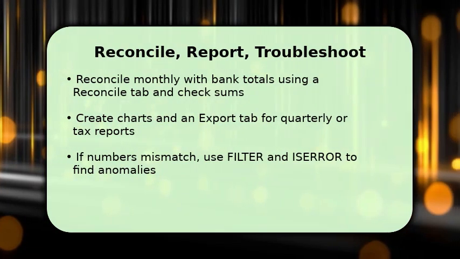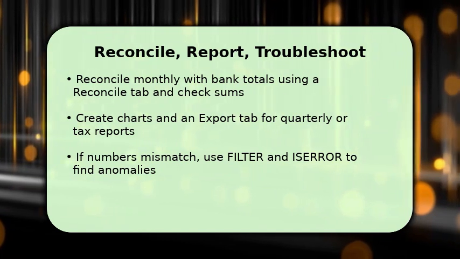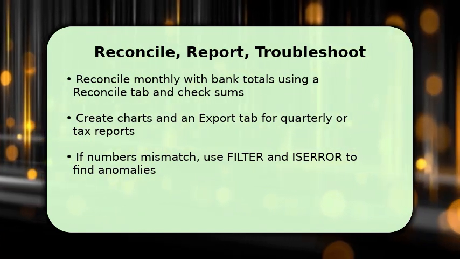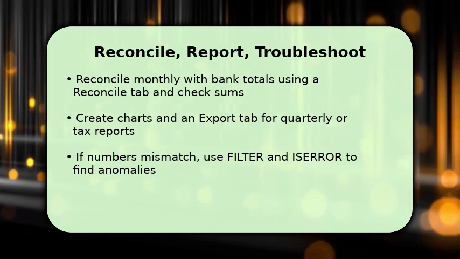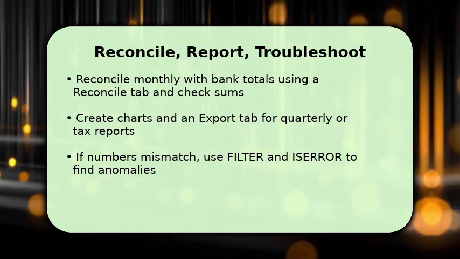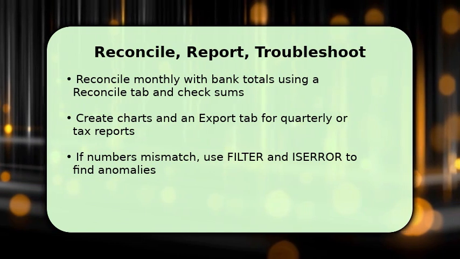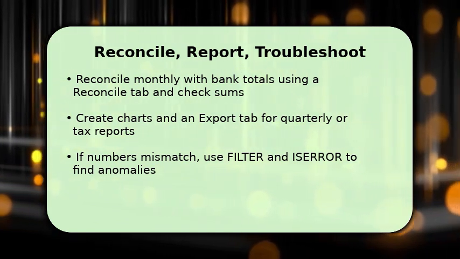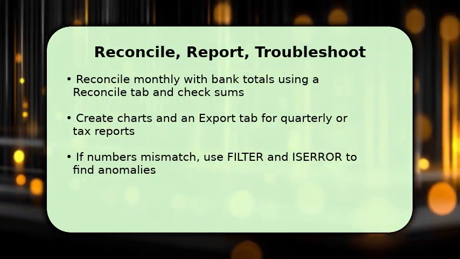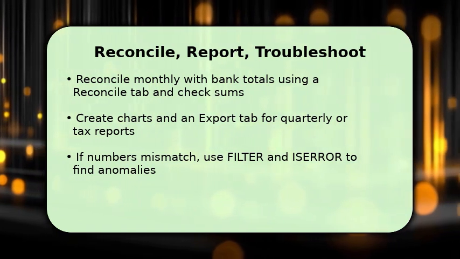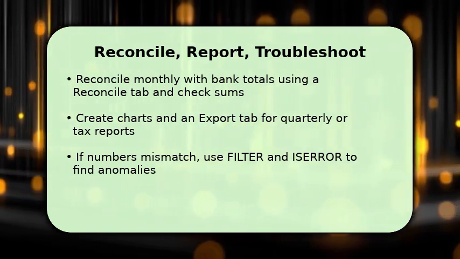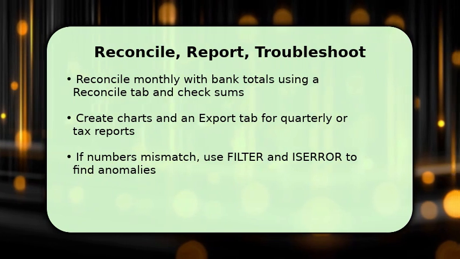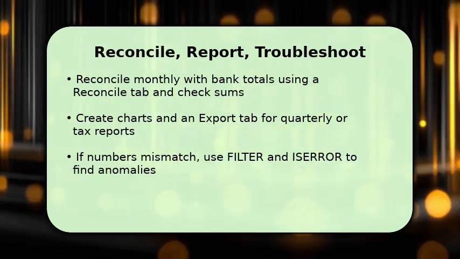Finish by reconciling. Import your bank monthly totals and compare them to your income tab using a reconcile sheet that flags differences. Once matched, create summary charts and an export tab that formats quarterly and yearly reports for tax or bookkeeping. If things go wrong, run FILTER to isolate rows where amounts or dates differ and wrap lookup calls with IFERROR to expose bad inputs.